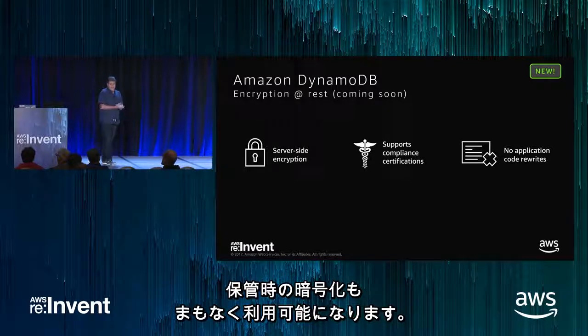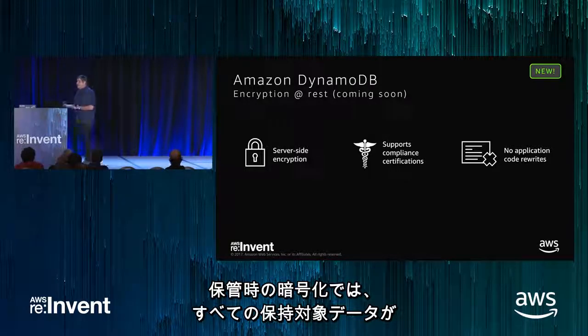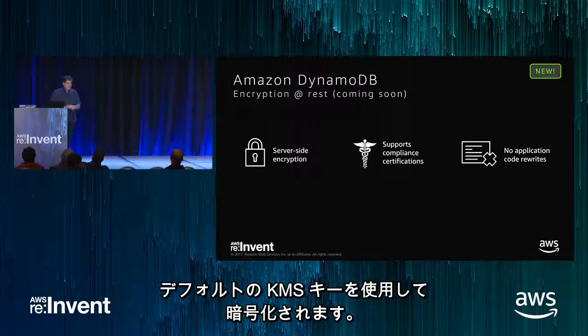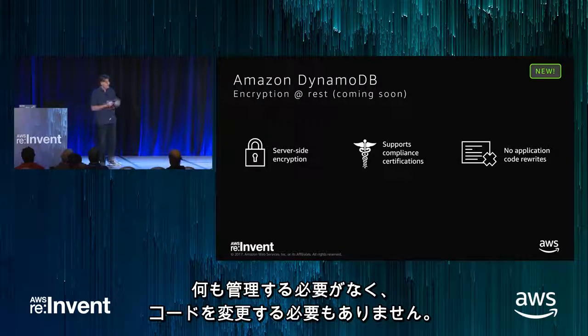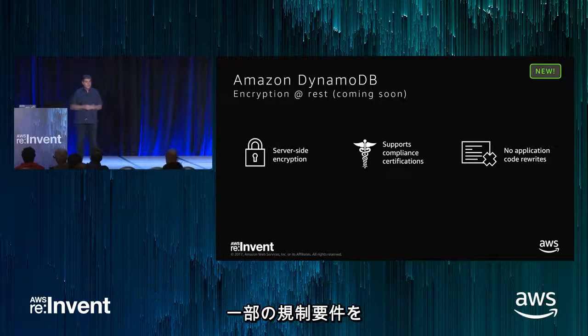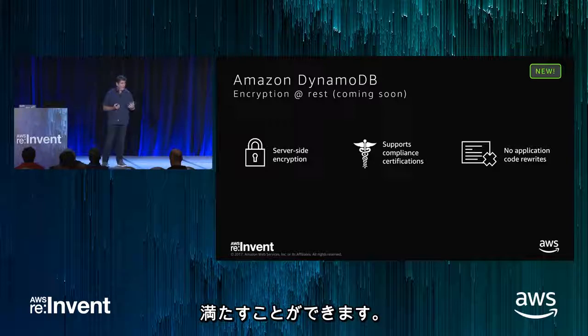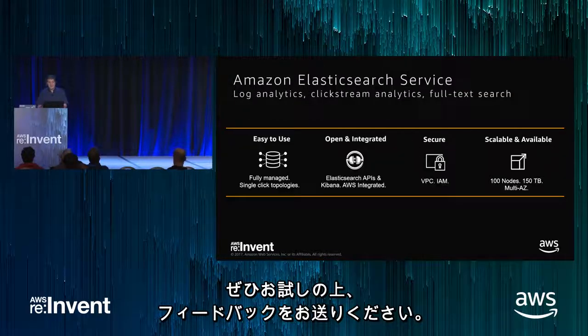We're also announcing that we'll be making encryption at rest available soon, and with encryption at rest, all the data which is persisted will be encrypted using your service default KMS keys. You don't have to do any work, you don't have to manage anything, you don't have to change code. And with this, you can meet your compliance requirements and some of the regulatory requirements for having data at rest encrypted. So that's some of the new stuff. Hopefully you will give it a try and give us feedback.